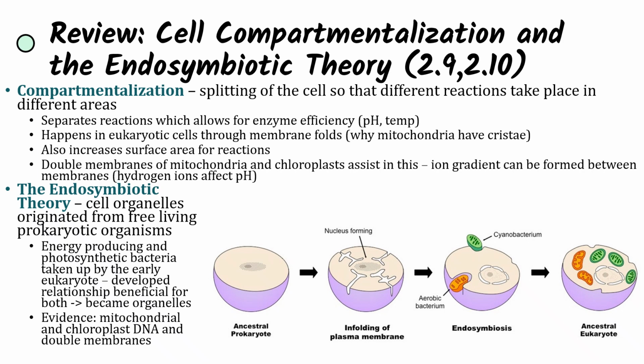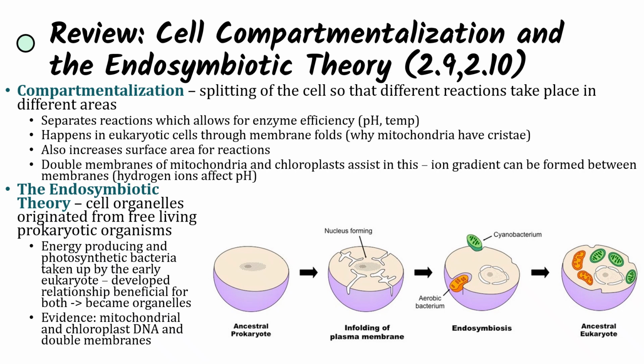Additionally, ion gradients can be formed. So besides the membrane folds, double membranes also increase the surface area. And lastly, between these membranes, an ion gradient can be formed as more hydrogen ions move across the membrane, which we'll see within mitochondria and cellular respiration. And again, because of the movement of hydrogen ions, there's going to be changes in pH on either side of the membrane, but because of this presence of the membrane, the reaction is going to be separate. So enzymes are going to be efficient, and the rest of the cell is going to be safe and unchanged.